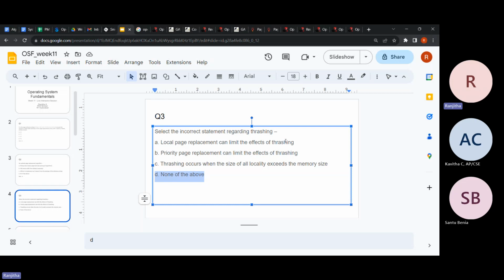So, for example, if we have 4 or 5 processes running and the total available memory frames is 10, whereas the locality of all these processes together is 15, then there will be thrashing. So the solution is to swap out, or otherwise go for local page replacement and bring in priority. So those are the solutions. So all these options are correct with respect to thrashing, and thus the answer is D. None of the above.